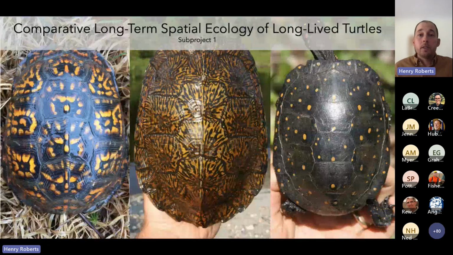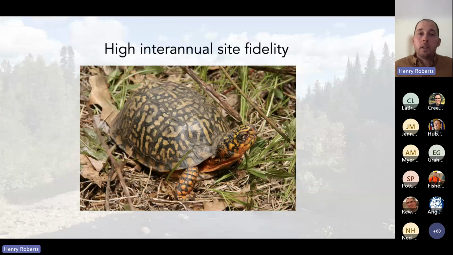So jumping right into our first sub-project, we're calling it Comparative Long-Term Spatial Ecology of Long-Lived Turtles. When you delve into the research around spatial ecology for freshwater turtles in the Northeast, there's a wealth of research. It's very well studied, and there are a couple of common threads within that research, one of which is that most species tend to show high interannual site fidelity, meaning that individuals tend to return to the same location year after year.